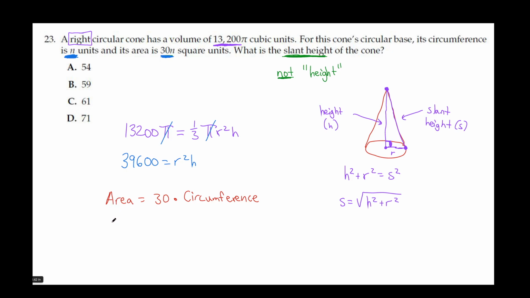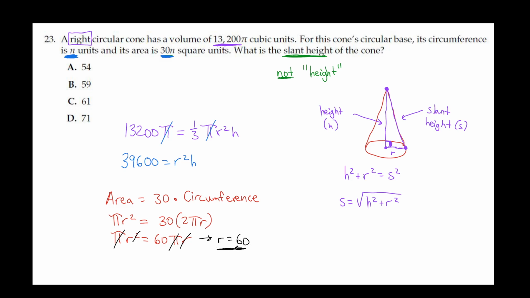The area for a cone's circular base, so that's just a circle, is pi r squared. The circumference of a circle is 2 pi r. And if I simplify this, I'm going to get 60 pi r. That would mean that the pi's cancel again, the radius here cancels, and one of the radii there cancels. That leaves me with r is equal to 60.